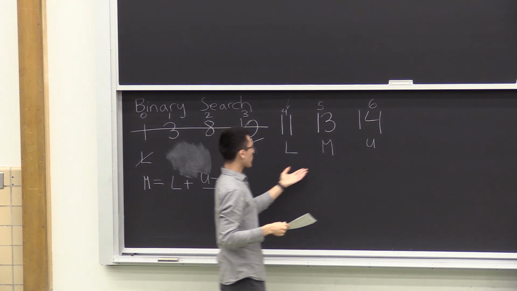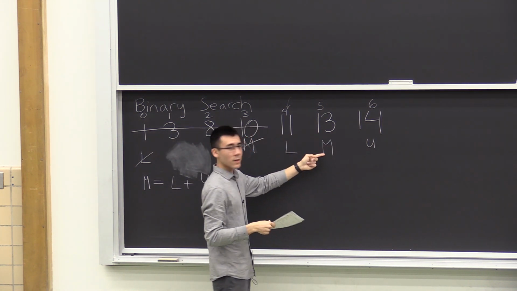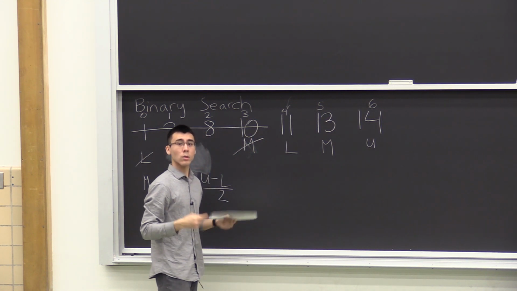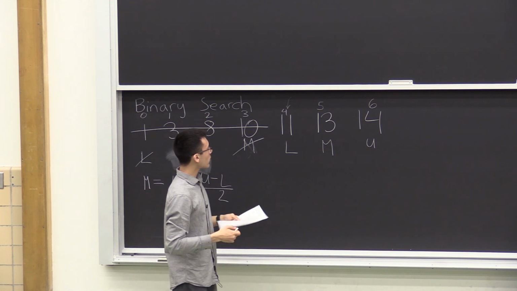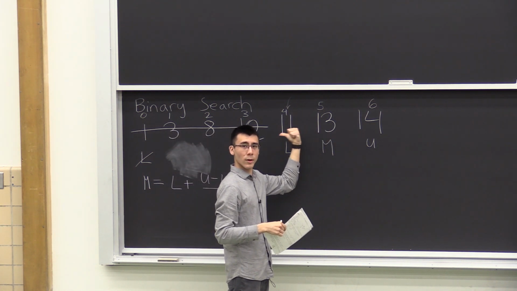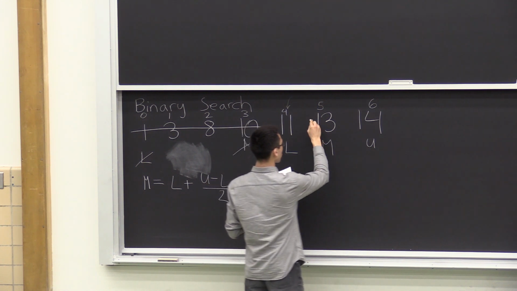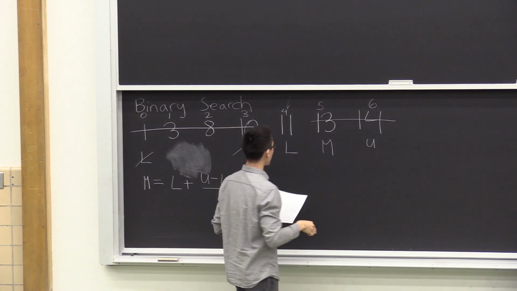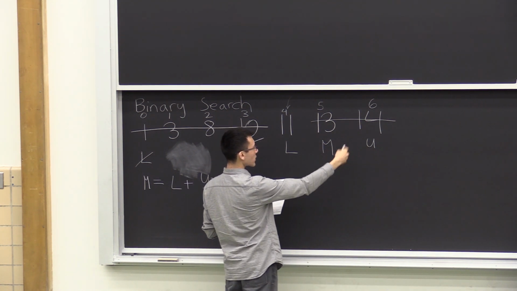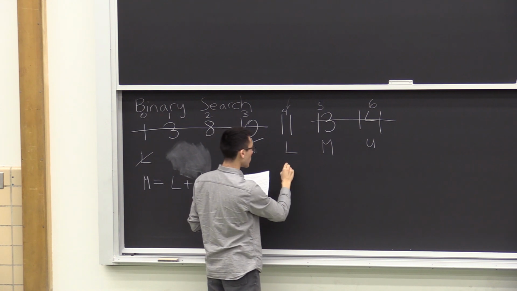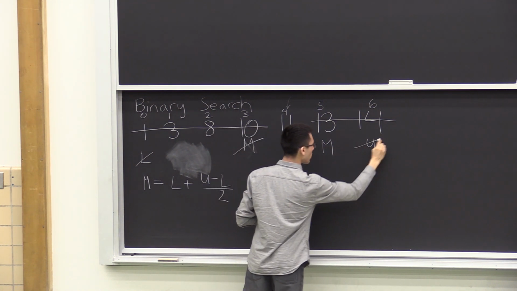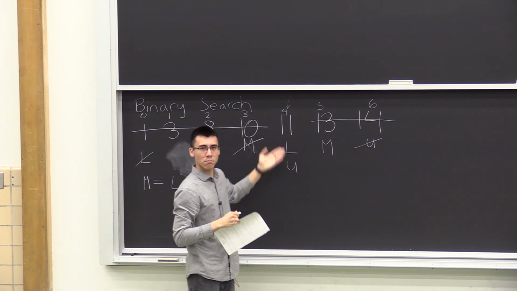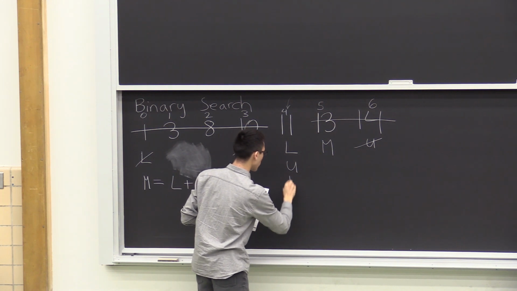So we check what the array is at index m. We see that it's 13, and 13 is now larger than 11. So now we know that we have to look at the array to the left. So we cross off this part of the array. And now we would set our u equal to m minus 1. So this becomes u. Then we would recompute m, which is just this plus this over 2. So of course, it's just going to be right here.